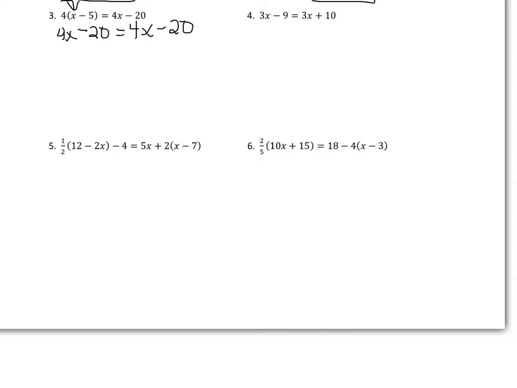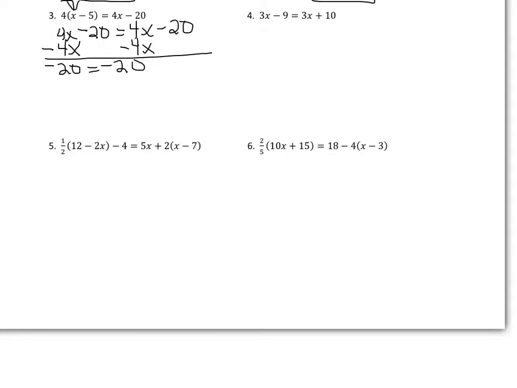We'd have to cancel one of them. Say we wanted to cancel this 4x on the right-hand side. We'd have to subtract 4x. And if you notice what happens, when I subtract 4x here, the x's cancel on both sides, and I get negative 20 equal to negative 20.